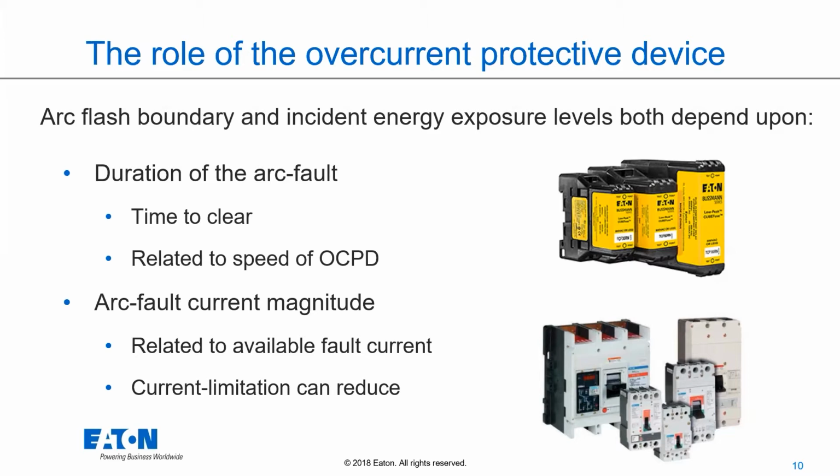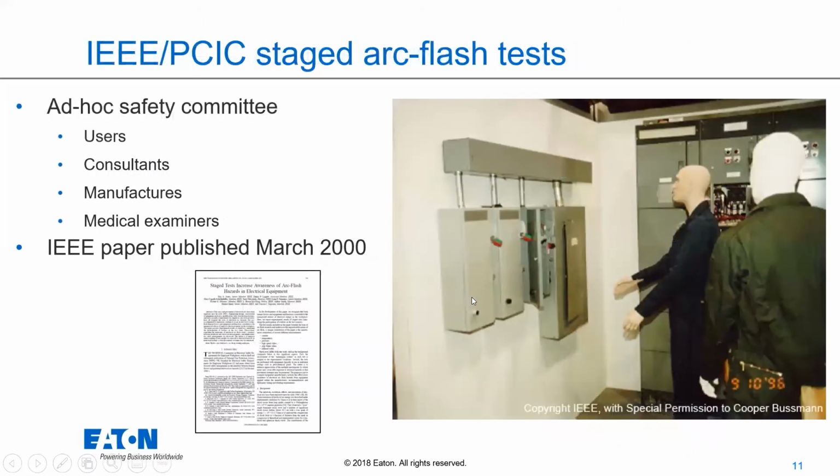So because it's the speed, how long the arc lasts, and then of course the magnitude of the arc while it's there, those are the 2 biggest things that will be a determining factor in how much energy is released during an arc flash. So I'm going to show you a couple videos here of some tests that were done.